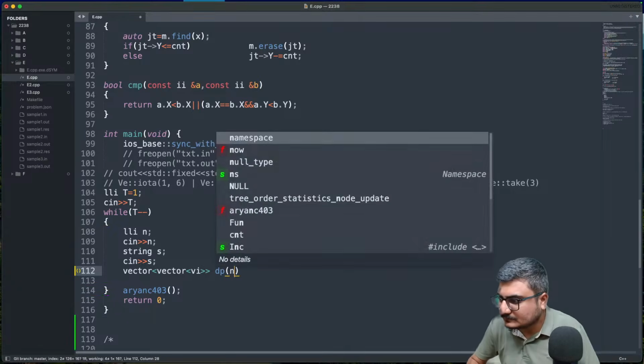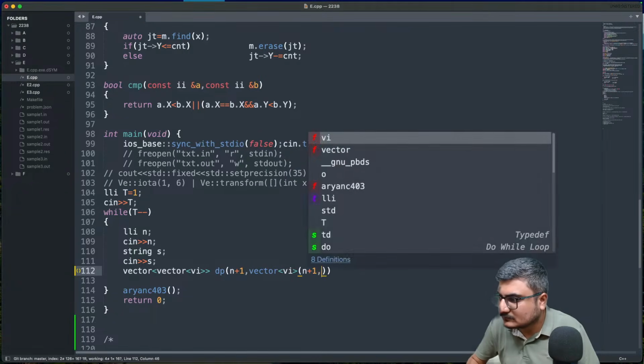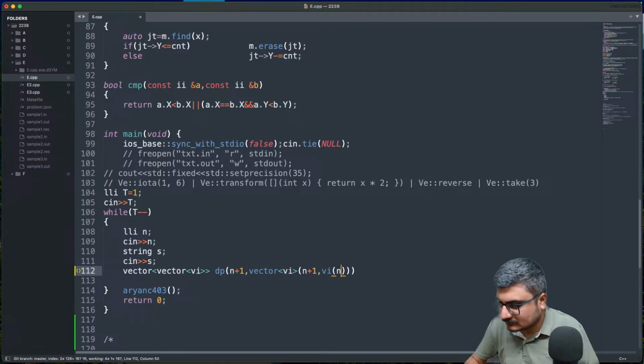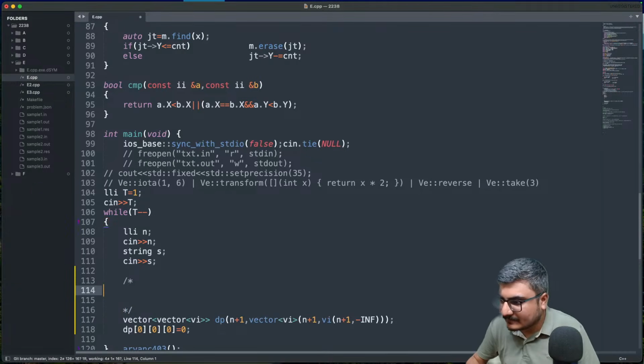DP, like the states are number of f, maximum suffix sum, maximum sum in the Kadane's.